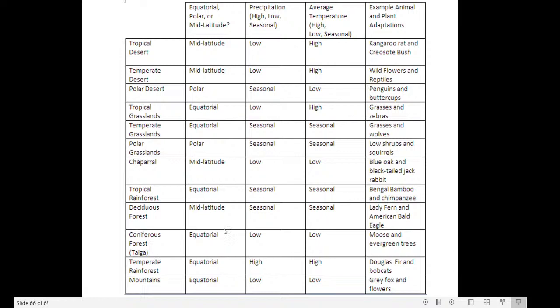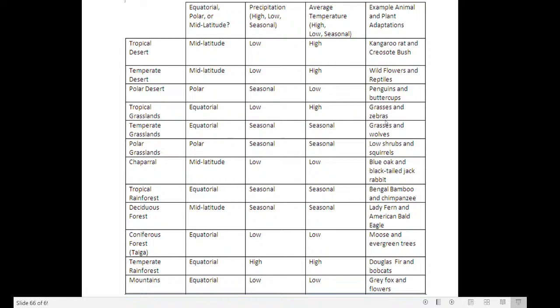These are all the things: whether the precipitation is high, whether the seasonal level is high or low, and whether the temperature is high or low. These are all very important. Example animals and their adaptation: the tropical deserts are habitat for the kangaroo rat and grey-throated burrow bush. The temperate desert is habitat for wildflowers and reptiles. The polar deserts have penguins and buttercups.